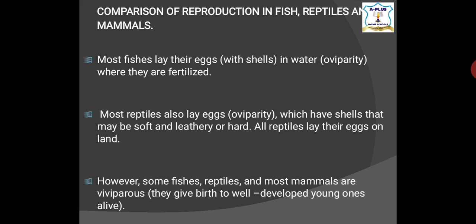However, some fishes, reptiles, and most mammals are viviparous. That means the fertilization takes place internally. They don't lay eggs outside. They give birth to well-developed young ones alive. That means they give birth like human beings. You don't see human beings lay eggs. They have eggs, but they don't lay their eggs. What you see at the end of the 9 months is a newborn baby, a living organism coming out of their body. So they give birth to developed young ones alive, which is also called viviparity.